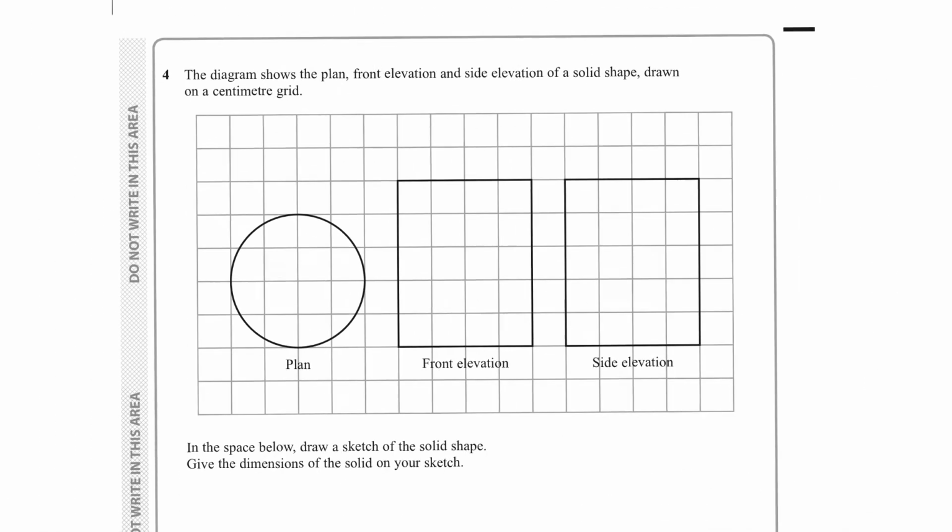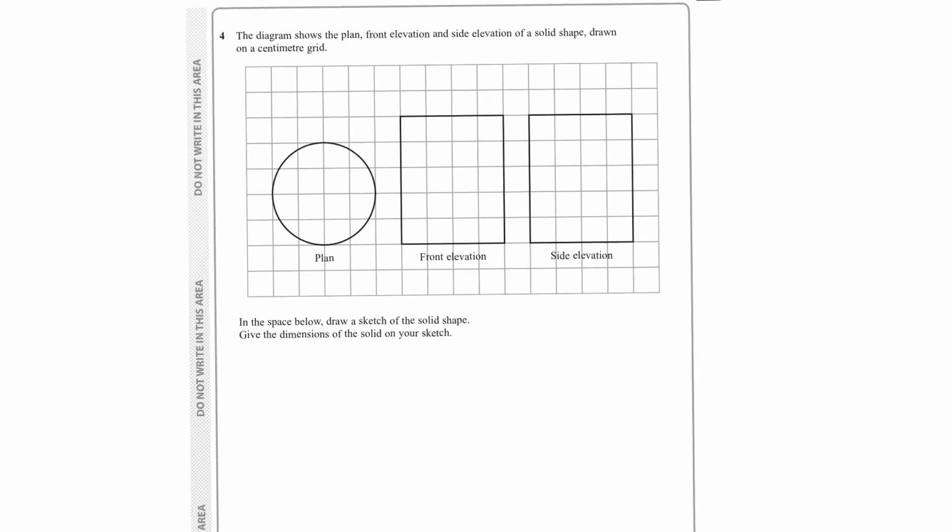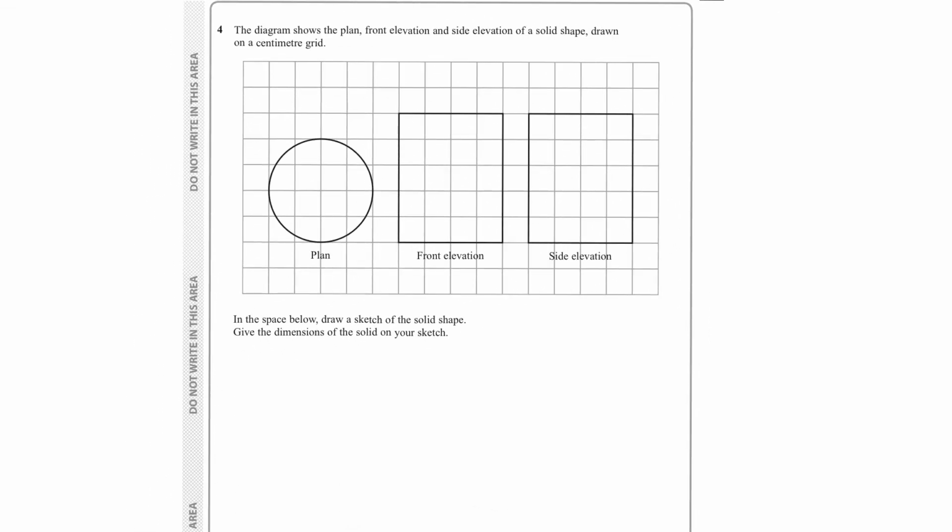Then question 4. I'll zoom out so you can see it clearer. Question 4 says the diagram shows the plan, the front elevation, and the side elevation of a solid shape drawn on a centimeter grid. And in the space below, it wants us to draw a sketch of the solid shape, and give the dimensions of the solid on your sketch.